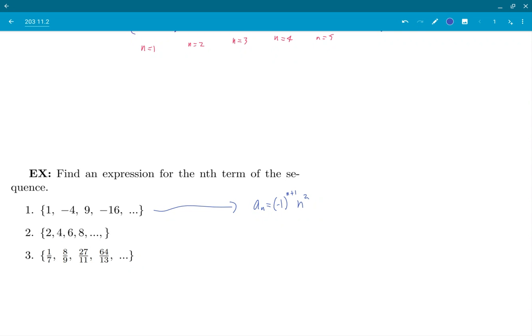Okay, now I have a candidate. I should just double check. Plug in, say, n equals 3 here. What do we get? I'll do it. (-1) to the 4 times 3 squared. That is 9. And that is indeed what appears as the third term over here. Okay, so this is often how I do it. I do a kind of educated guess, and then I maybe check a few terms.